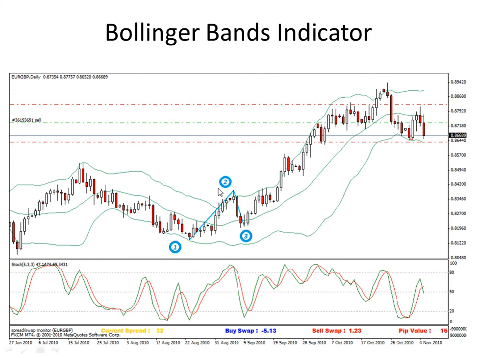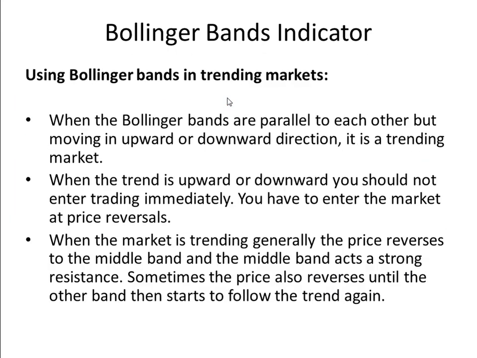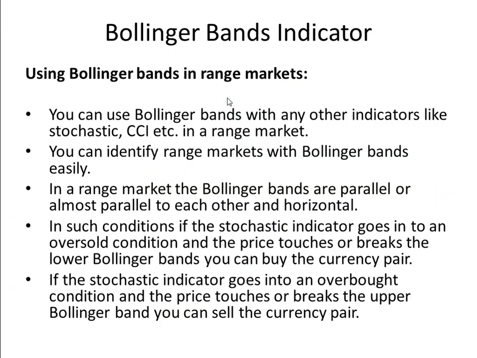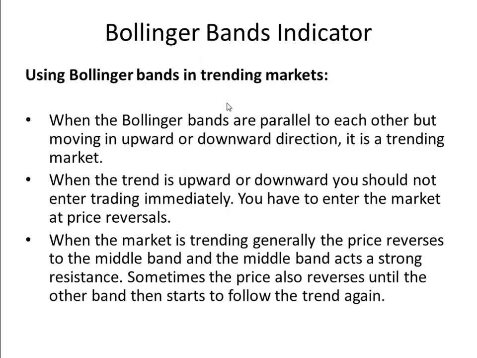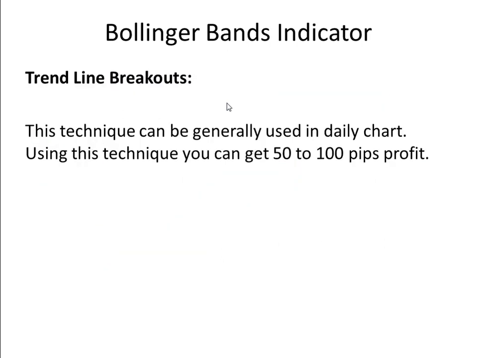So this way you can use Bollinger Bands in many ways. Let me just recap this one. You can use Bollinger Bands to trade in range markets and also in trending markets. In trending markets, again, you can use other indicators also, like stochastics. And in the trending markets, the lower band or upper band, and sometimes the middle band, act as strong support or resistance points.